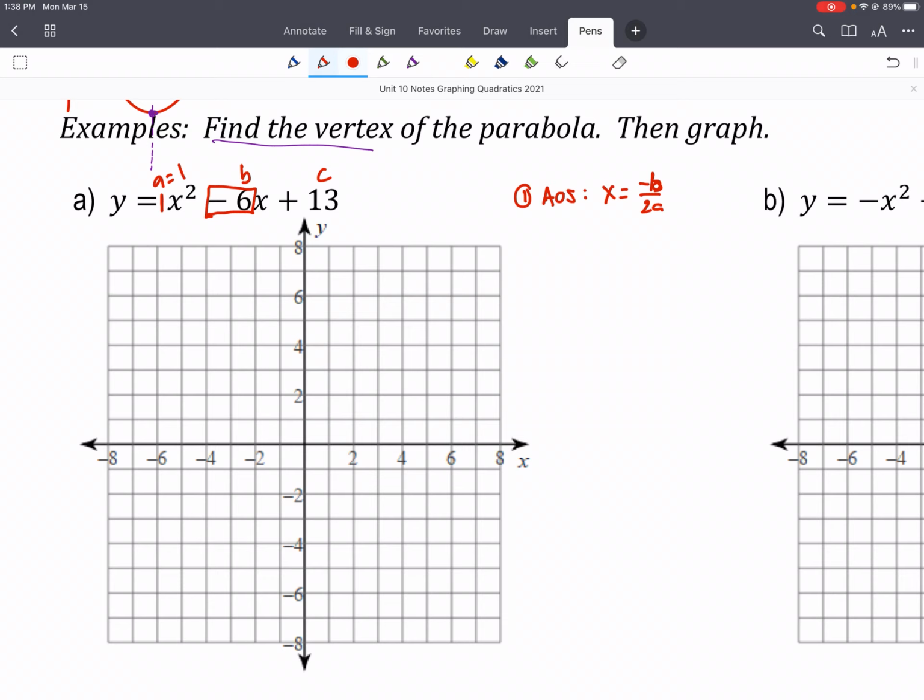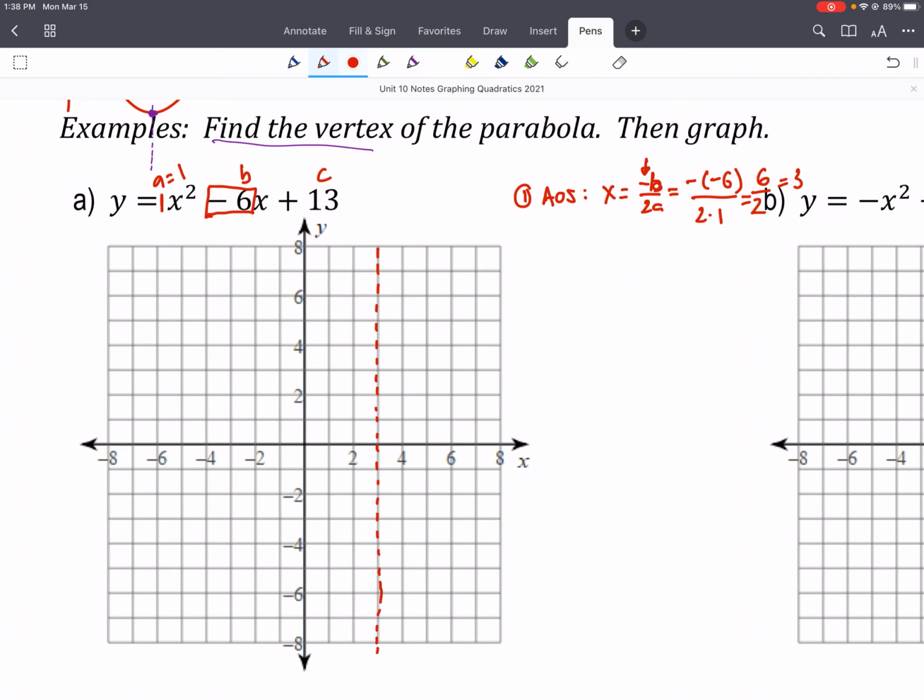All right, so now we can figure out what this is. That's negative b, so it's already a negative from here. Negative negative 6 all over 2 times a, which is 1. And then you may need to use your calculator to simplify this, but that ends up giving us 6 over 2, or 3. So we know that our axis of symmetry is 3. We could even draw that dotted line that we do sometimes.